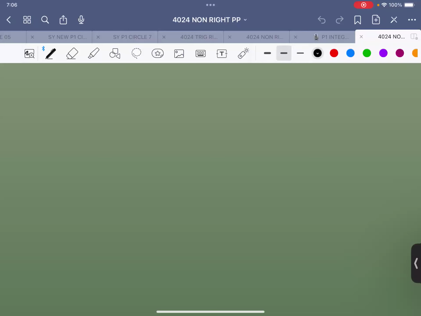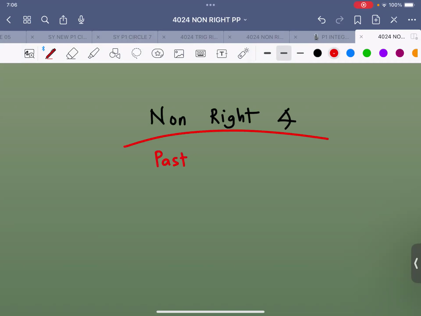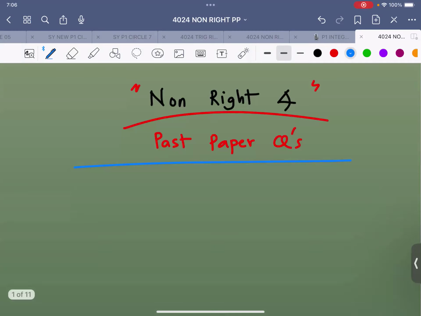Now we have studied right angle trigonometry and then non-right angle trigonometry. And now we will start with the past paper questions related to non-right angle trigonometry. Usually, non-right angle trigonometry questions, 99% of the time, are related to paper 2.